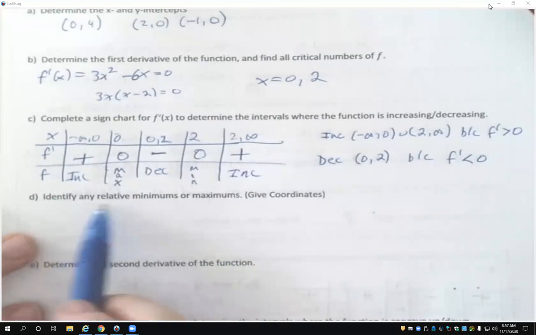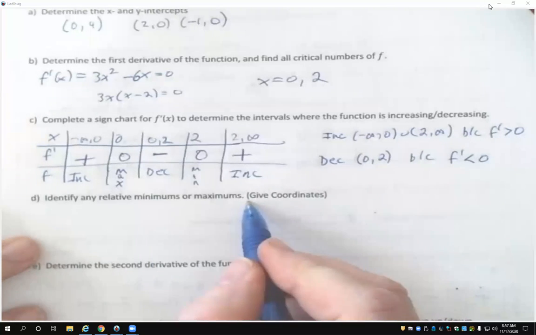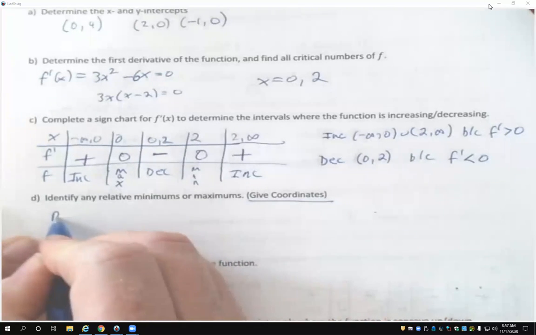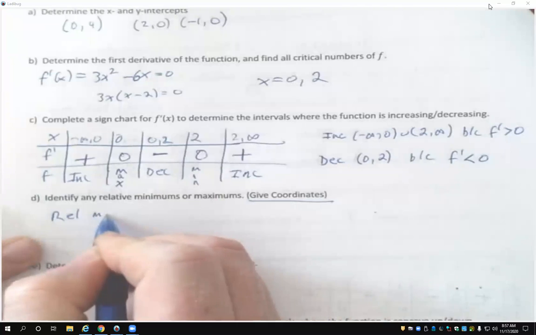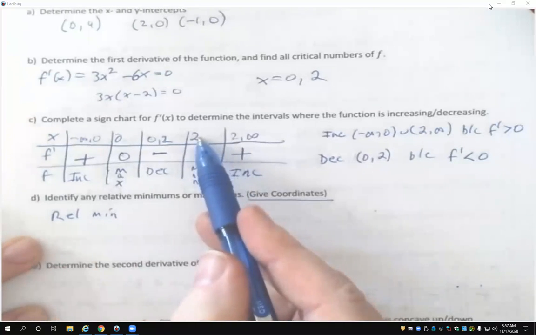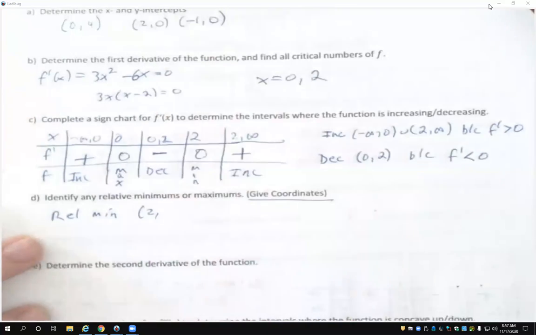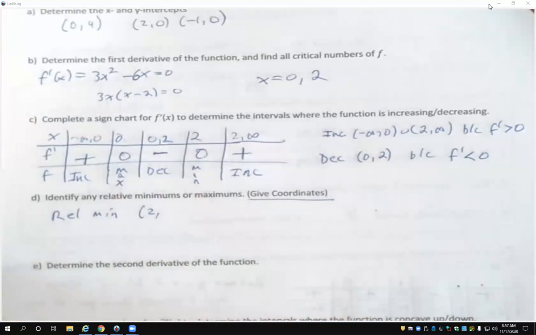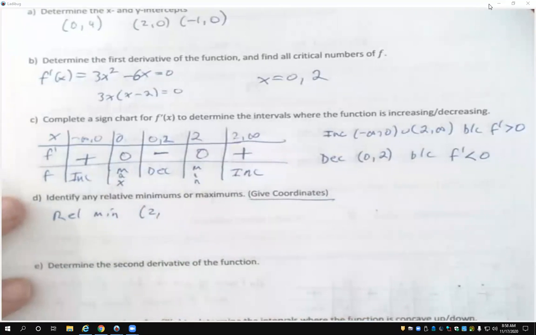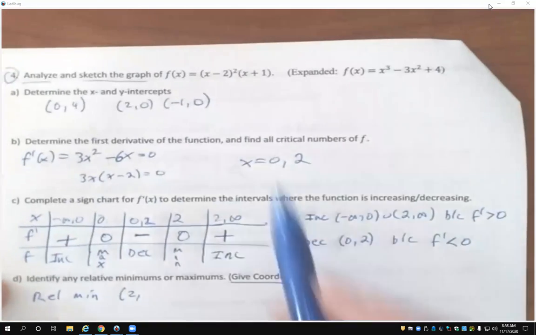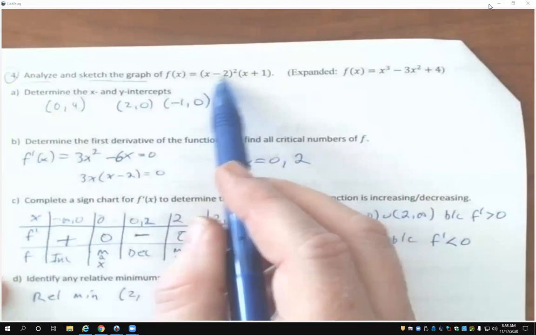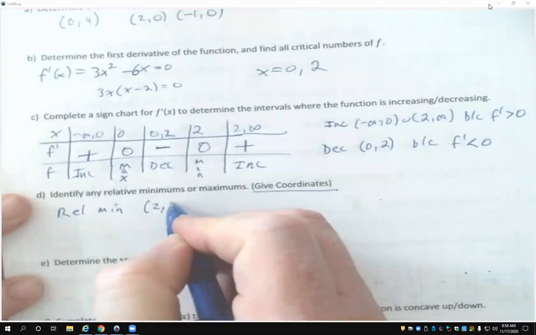Okay, relative mins and maxes, and it says give the coordinates. So we'll start with relative min. Our relative min is when x is 2, and then we have to go back into the original function, whether it's the factored one or the expanded one. It does not matter where you plug that 2 in and get our y value. Right here, 2 minus 2 gives you 0 times this. So it's going to be (2, 0).